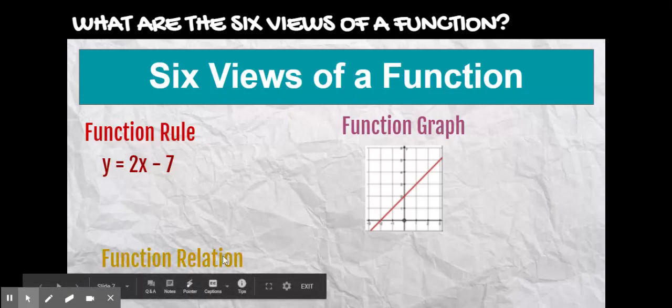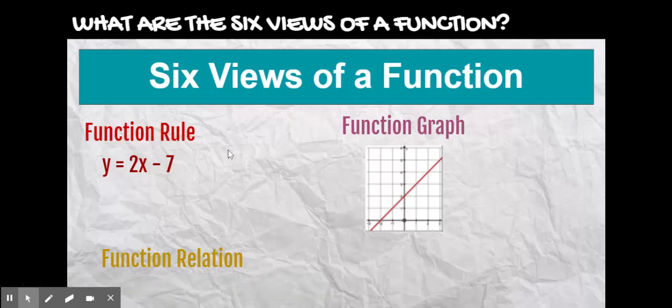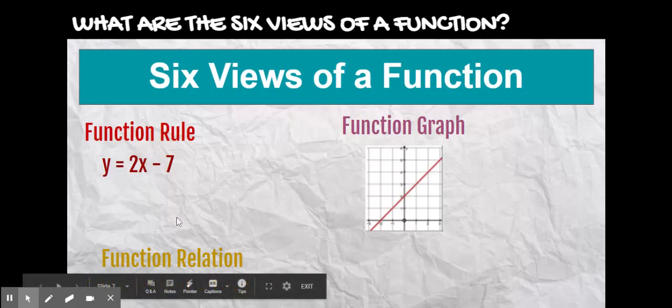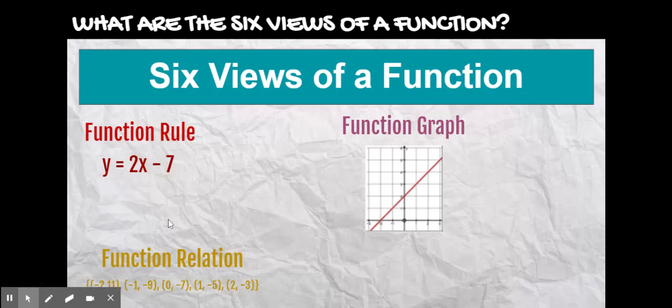We have a function relation. Now, again, you should be familiar with the relation. It's something we studied in lesson 1, which is the set of ordered pairs. So that's in set notation, which are your braces at the beginning and the end. And it's a horizontal approach to stating the ordered pairs inside the function, as well as the input and output values of the rule. So there's a connection between all of these 6 views.